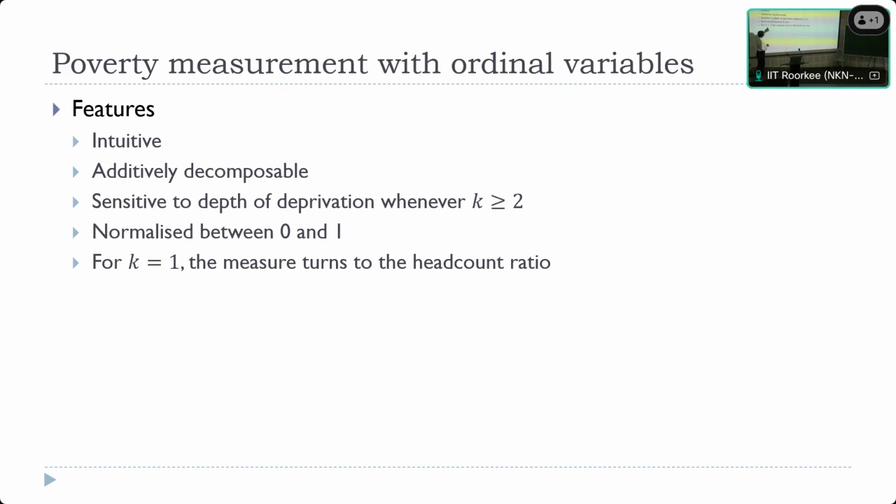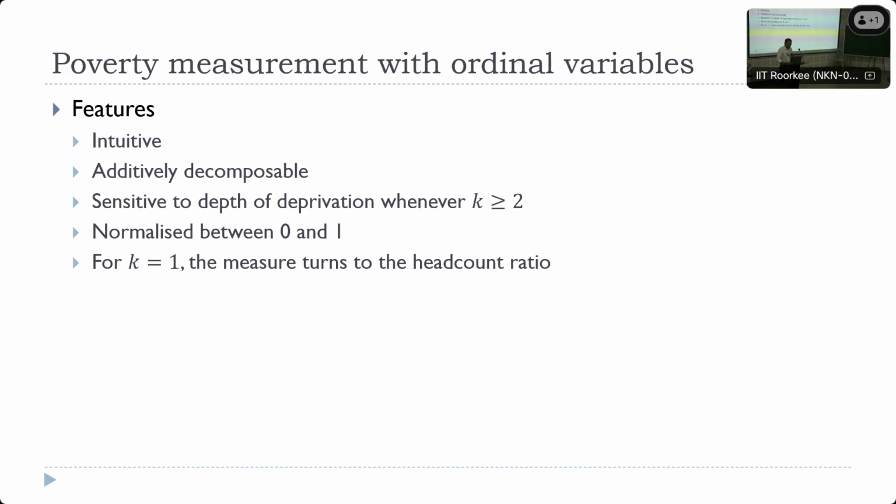And for k equal to 1, the measure just turns out to be a head-count ratio. So when you have one category of deprivation only, open defecation being the only category of deprivation, then your measure is just the head-count ratio. So it is intuitive in that sense.